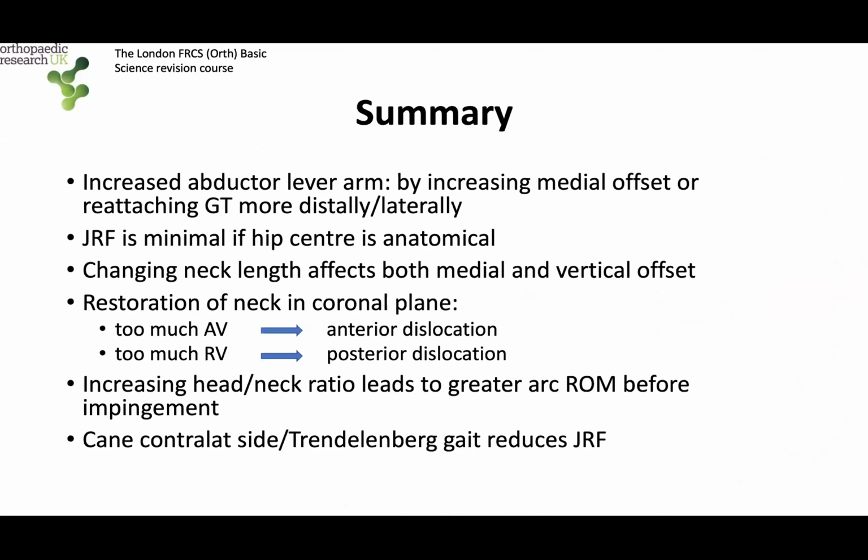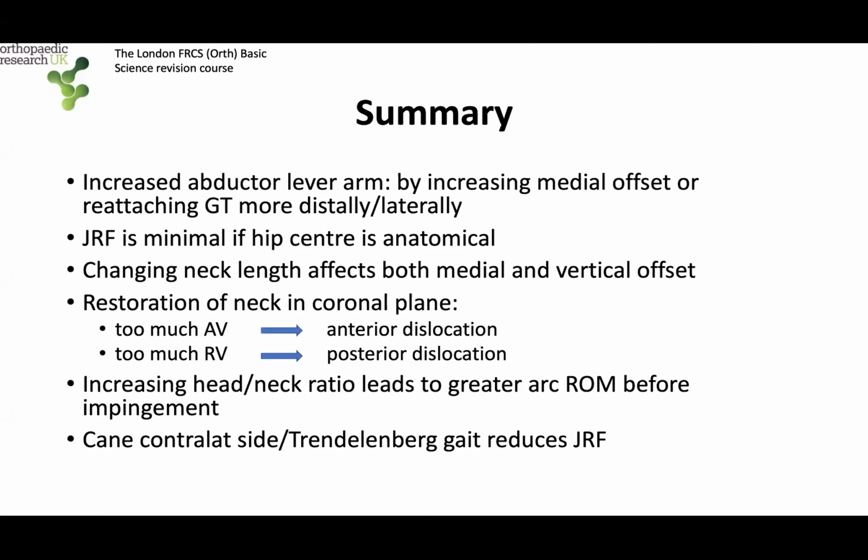So in summary, I think it's important to just keep to basic principles. You need to know how to draw a free body diagram. I'm very happy to go through things afterwards because it's hard to do it unless you practice drawing a free body diagram. If you increase the abductor lever arm, either by increasing the medial offset, or you can reattach the greater trochanter distally or more laterally, you increase the abductor lever arm. Your joint reaction force is minimal if your hip center is anatomical. If you change the neck length, it can affect both the medial and vertical offset.